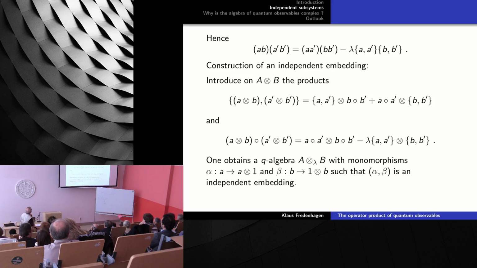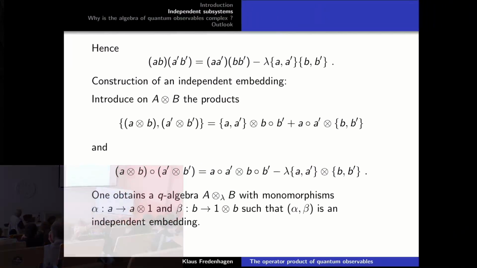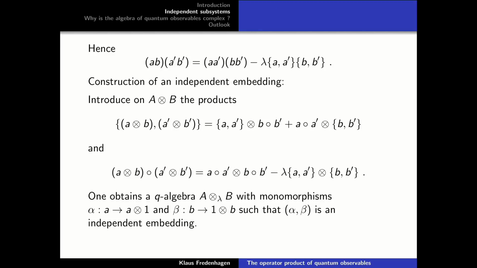And now we can construct such an embedding of independent systems in the following way. Namely, we take the tensor product of the two systems, and we define now two products on the new system, namely the product where here we have the antisymmetric product, here the symmetric one, and here the opposite. And for the symmetric product in the new system, we take this combination of the symmetric products and here of the antisymmetric product. And here occurs this prefactor lambda.